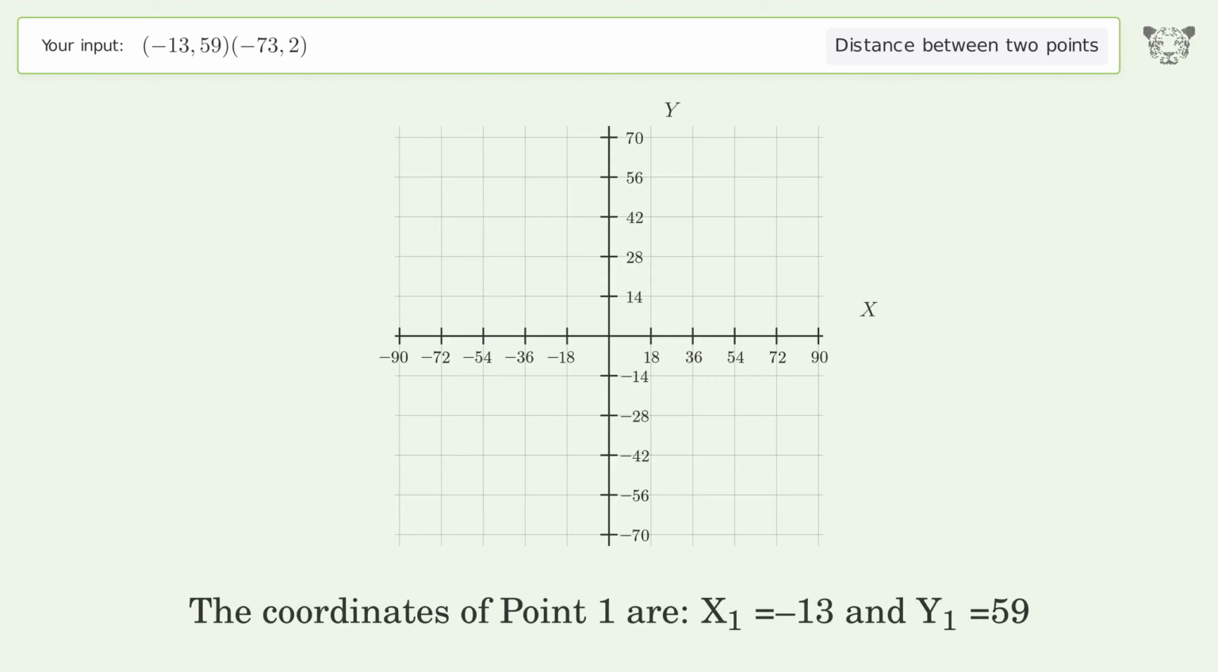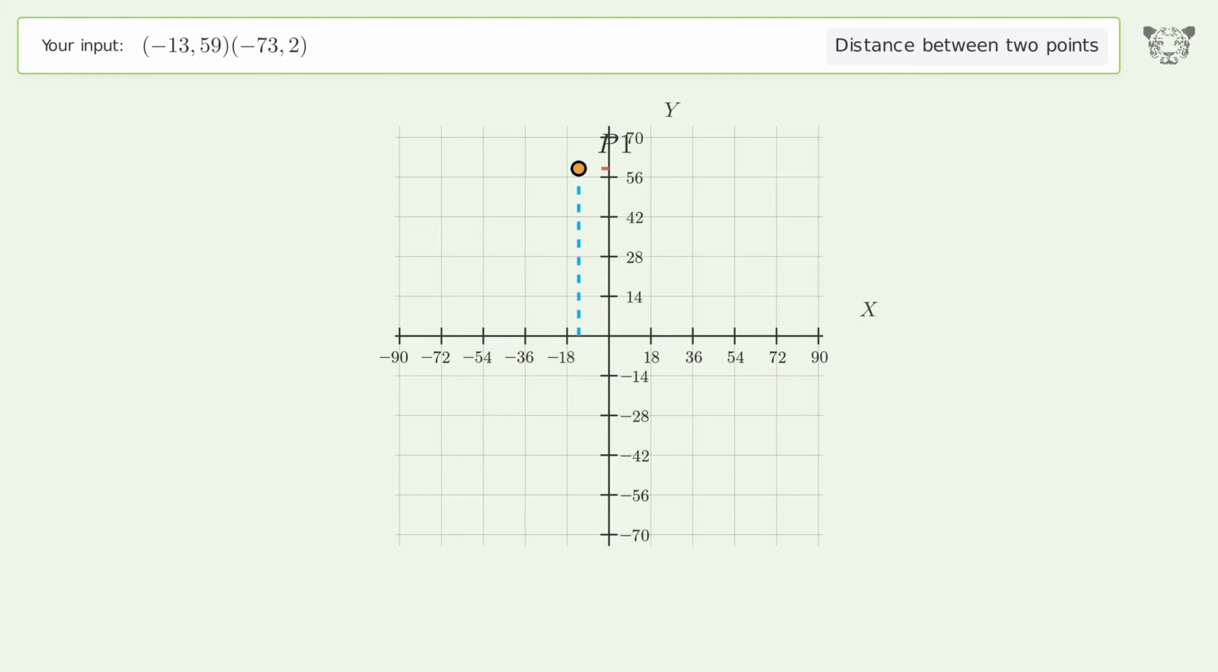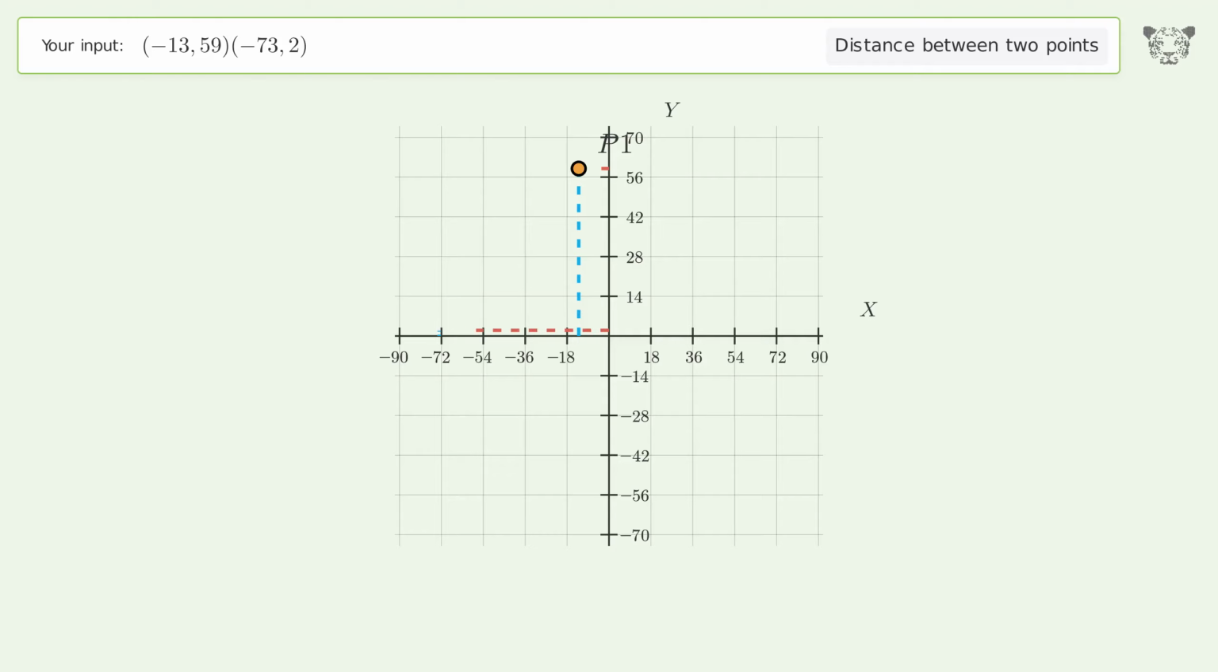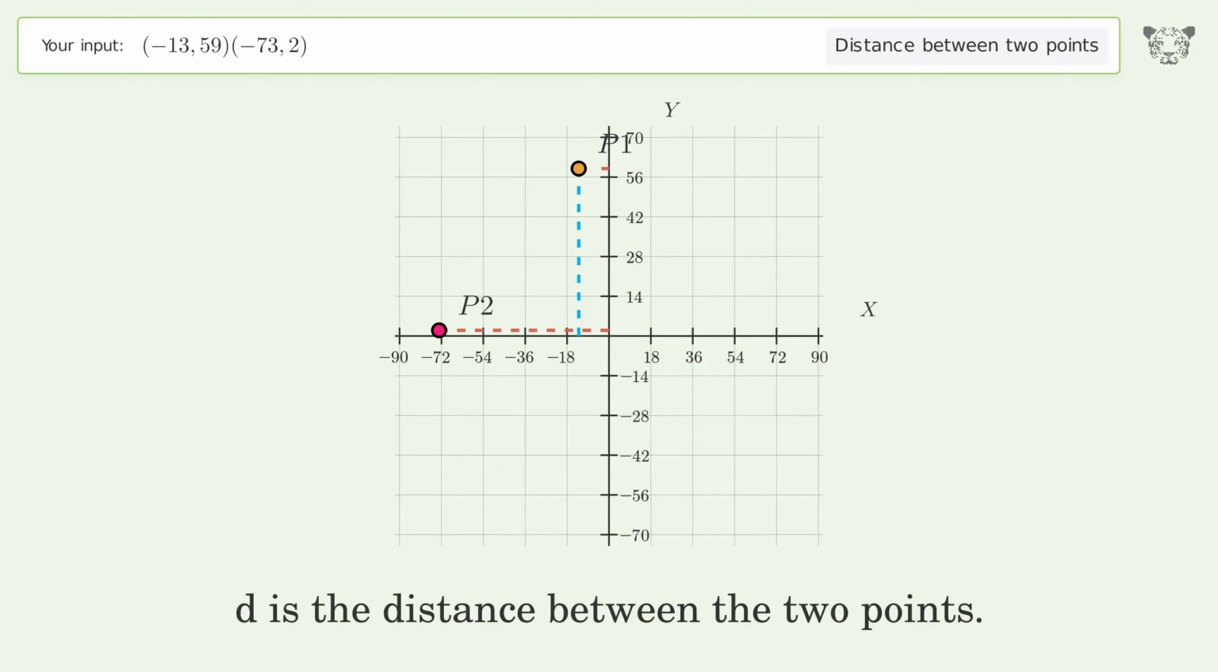The coordinates of point 1 are x1 equals -13 and y1 equals 59. The coordinates of point 2 are x2 equals -73 and y2 equals 2. D is the distance between the 2 points.